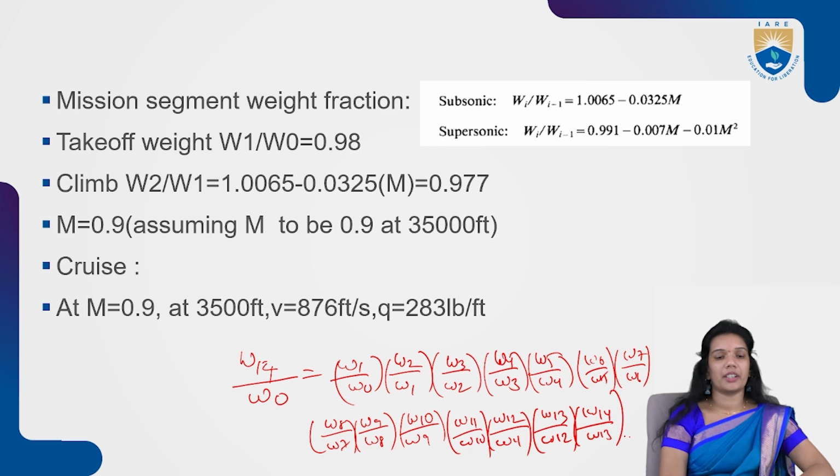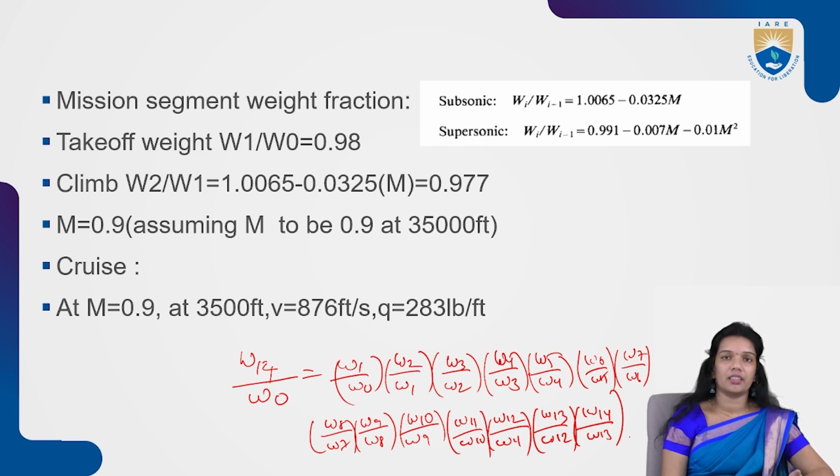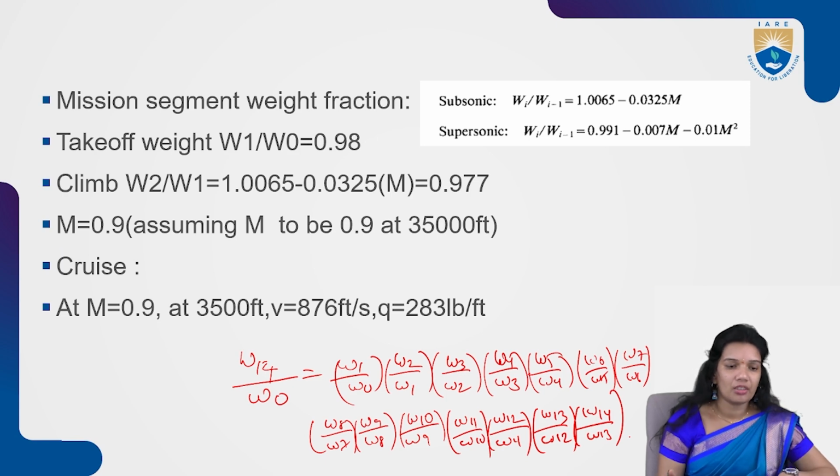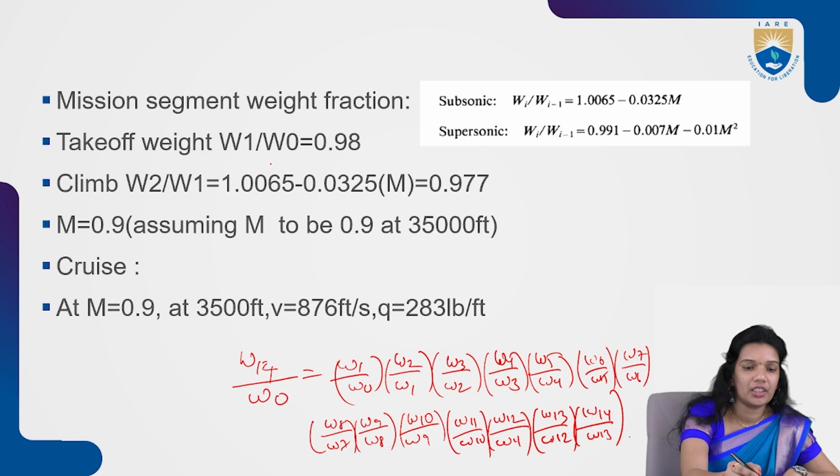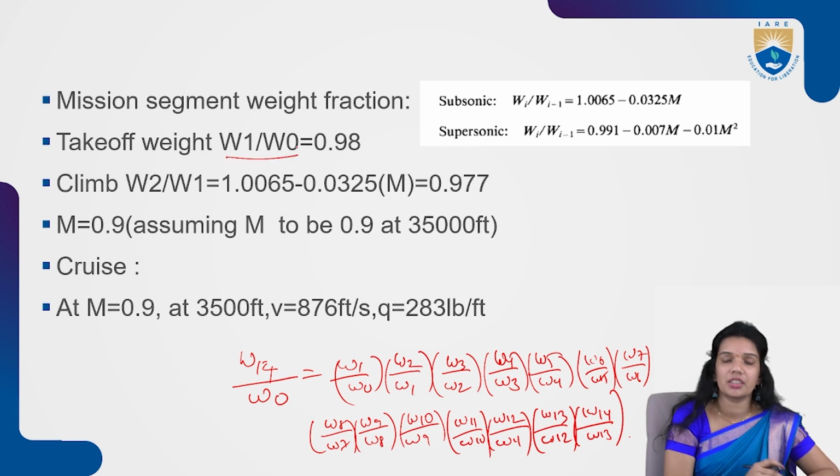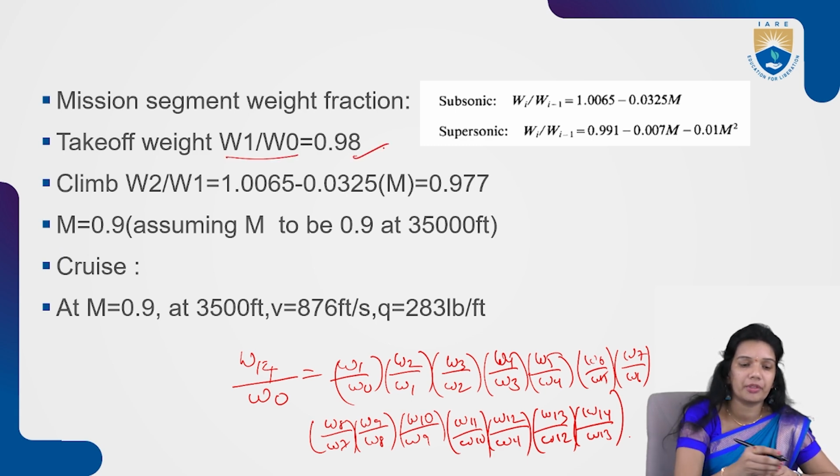So this is what is my mission segment weight fraction. This is what we are going to calculate for all of the different segments that have been shown: takeoff, climb, cruise, then there's an acceleration, then a weapon release, then we have a cruise again, then a descent, a loiter, then land. So for all of them we're going to calculate, and we know the takeoff weight initially, right? So initial W1 by W naught is 0.98. We know this; it is going to be a fixed value.